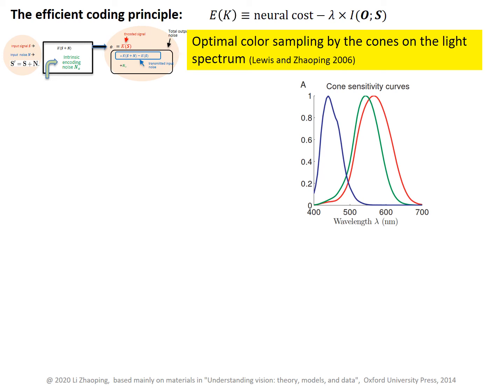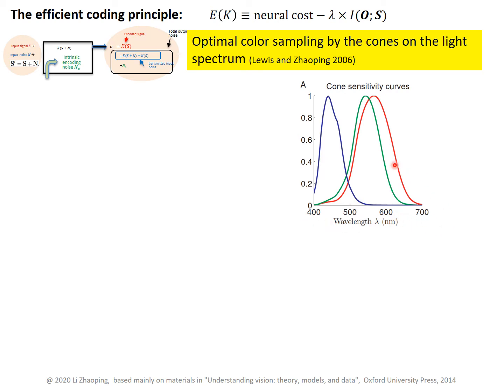Here is an example when we consider the light color sampling by our retinal cones on the light spectrum. We humans have 3 types of cones, each most sensitive to red, green, or blue light. This plot shows the sensitivities of each type of cone to light of different wavelengths, between 400 and 700 nanometers for the range of visible light.